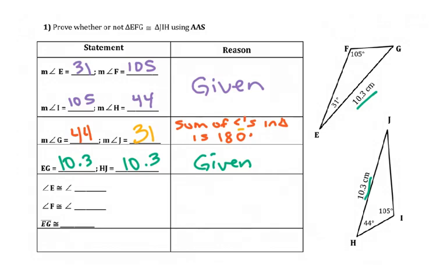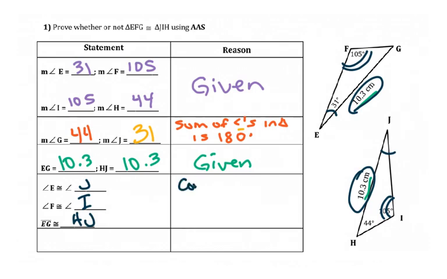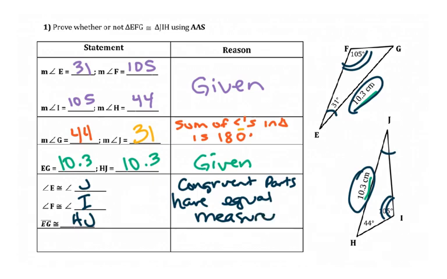Okay, the next one, it says angle E is congruent to. So which angle is it congruent to? It's actually congruent to angle J. Angle F is congruent to angle I. Side EG is congruent to HJ. Why are they congruent? They're congruent because they had equal measures. So we're going to write congruent parts have equal measures. And that's the reason why.